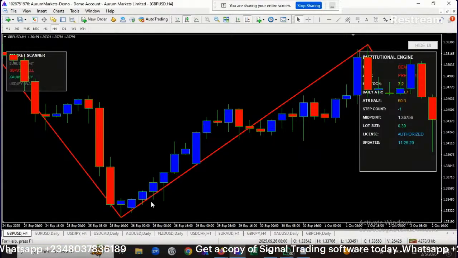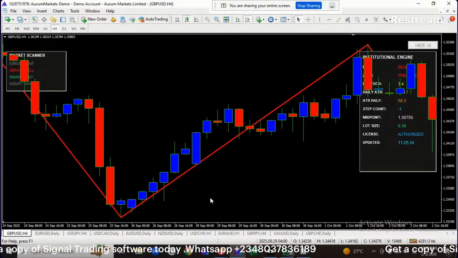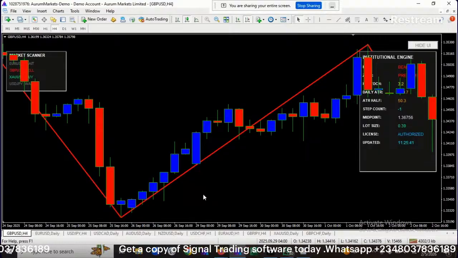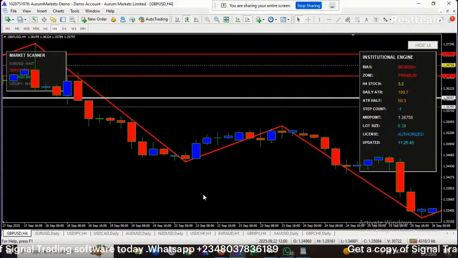Okay, if you are a patient trader, candlestick patterns will make you good money. You just have to be patient for those patterns to form. Sometimes it takes time for these patterns to form. If you are not a patient trader, you can't make money in Forex.